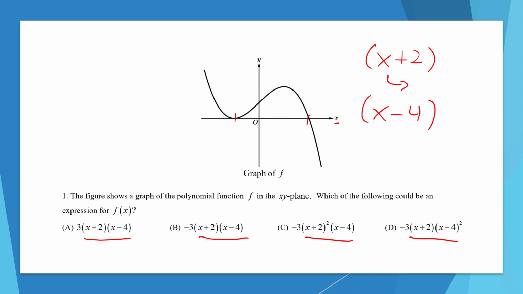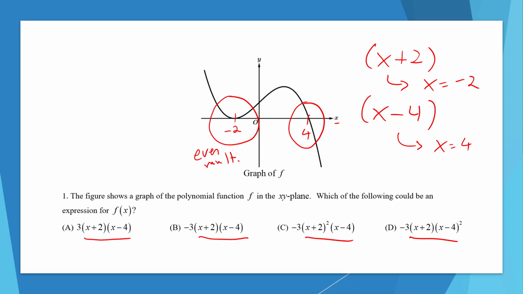X plus 2 is going to imply a 0 at x equals -2, and x minus 4 will imply a 0 at x equals +4 there. So we can fairly assume that those are going to be our two zeros for this graph shown above. Now, one thing that we know about zeros is when they bounce off the x-axis, like at -2, we can conclude that this has an even multiplicity. And when they pass straight through the x-axis, like at 4, this is going to imply an odd multiplicity. And remember, the multiplicity is just the degree, or the number in the exponent, of that linear factor specifically.